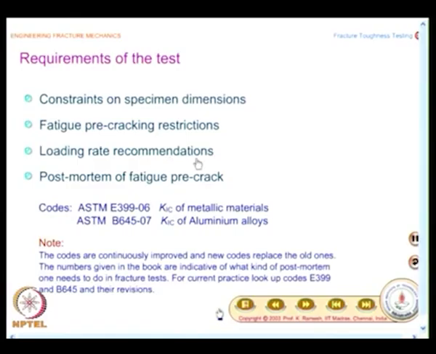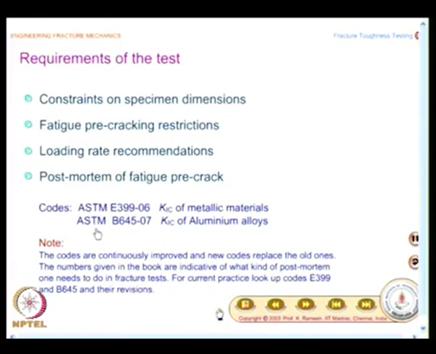After all this, you have to do post-mortem of fatigue pre-crack, because that is going to decide whether the crack was in the way it should be for you to accept the test. So, at this stage, if the crack is not all right, then you have to scrap the test, then you have to redo the test, and you have standards for that.